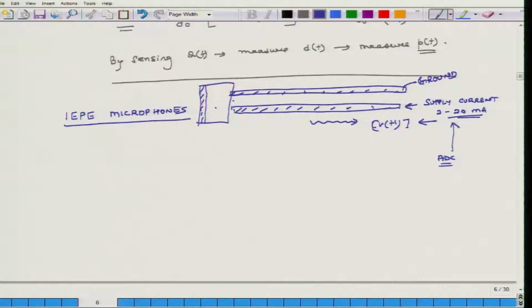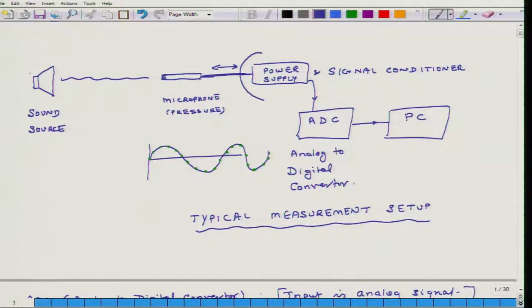So, sometimes you can buy ADCs which not only sense the signal, but they also supply the current to the sensor. So, if that is the case, then you do not necessarily need this thing, right. You do not necessarily need this thing, you can directly connect this to this. So, your overall system becomes simpler.